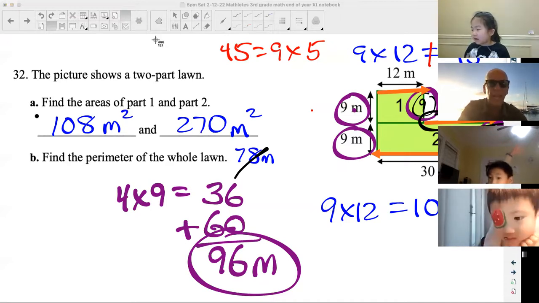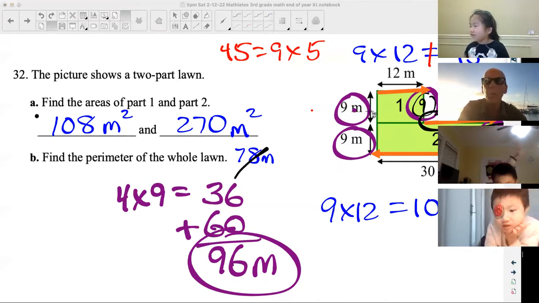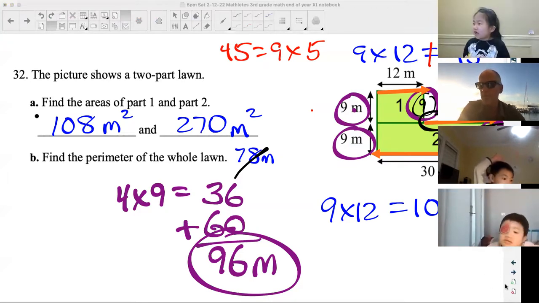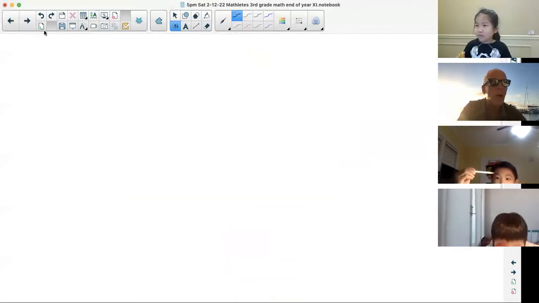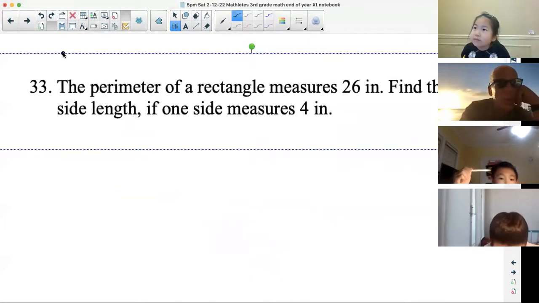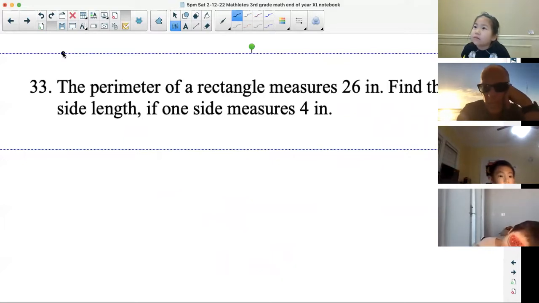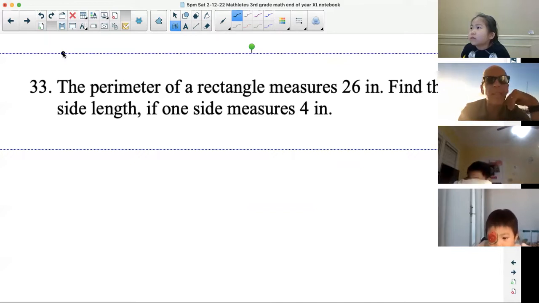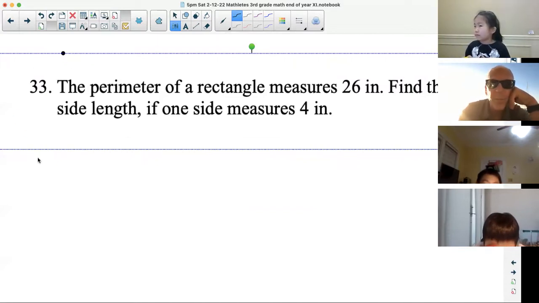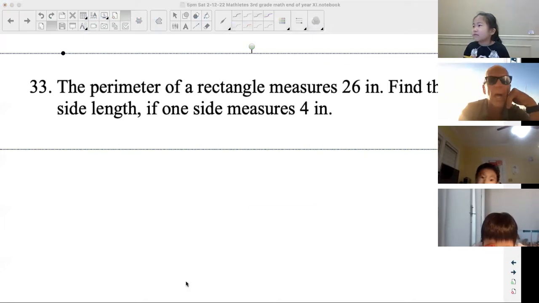So I want you guys to get your pencils ready. Are your pencils ready? Show me your pencil is ready. All right. What we're going to do right now is a perimeter of a rectangle is 26 inches. I want you to find one of the other side lengths if the first side length measures 4 inches. So you know that you have to draw a rectangle here. Please draw a rectangle.